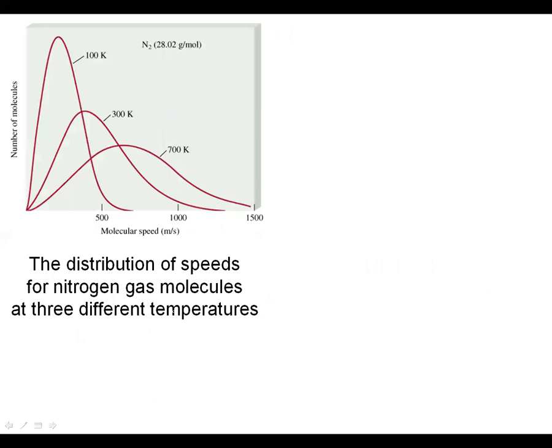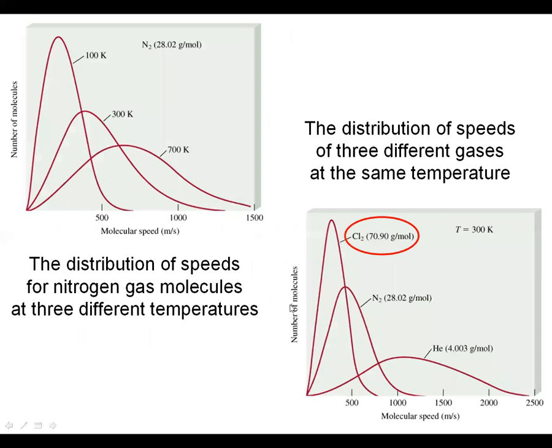Okay. So the next thing we're going to talk about is the speed of a gas. And we have a couple of diagrams here. Let's just talk about these diagrams. The one on the top left here is all nitrogen gas at 3 different temperatures.